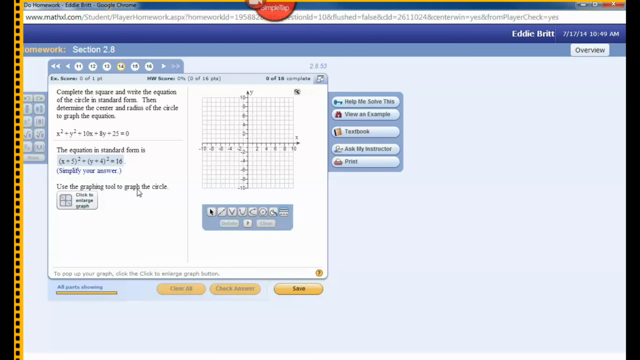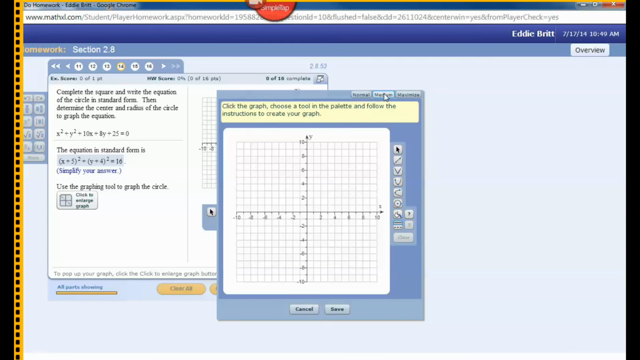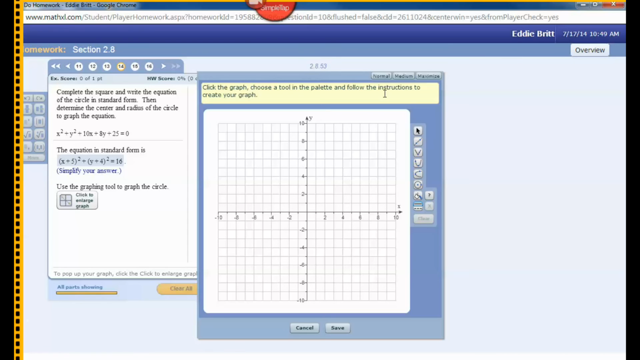Alright. Use the graphing tool to graph the circle. So, pay attention to this. I'm just going to make it a little bigger so we can see it. Alright, over here on the side, you see all these little tools, and down here you see a circle, the circle tool. So click the circle tool and go to the center. We said the center was negative 5, negative 4. So from the middle, go to negative 5 on the x, negative 4 on the y. Alright, so that's negative 5, negative 4. Put a point. That's the center.